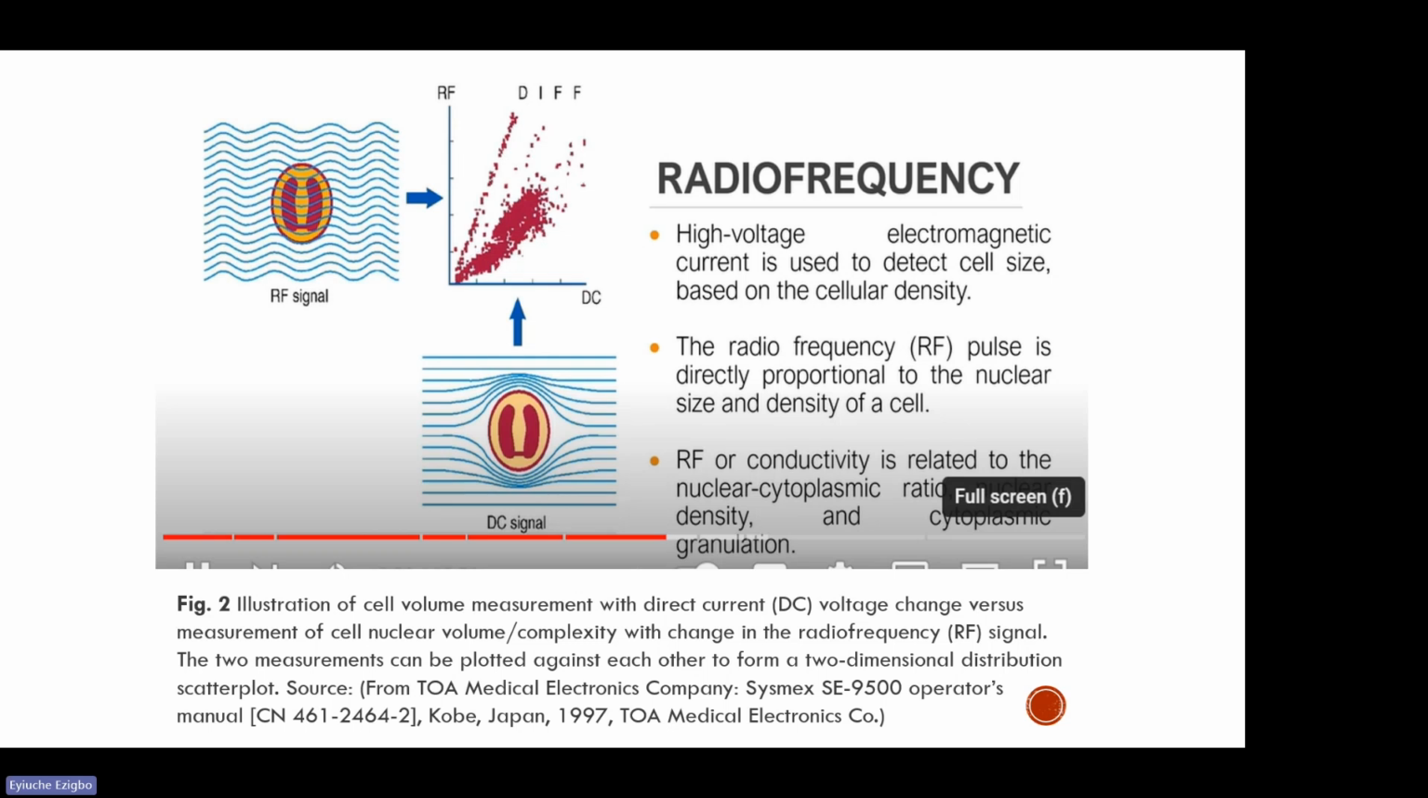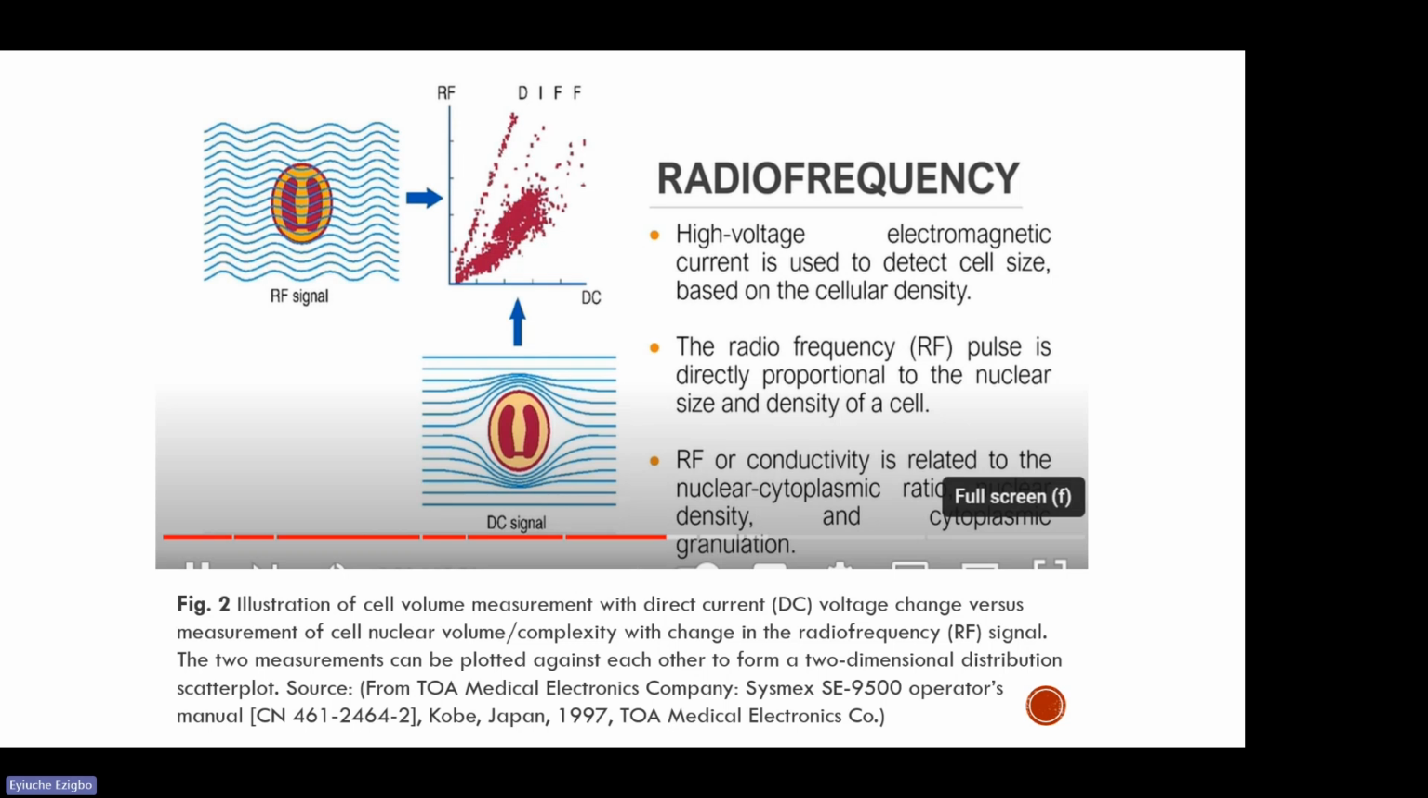The radio frequency (RF) pulse is directly proportional to the nuclear size and density of the cell. RF or conductivity is related to the nuclear cytoplasmic ratio, density, and the cytoplasmic granulation.